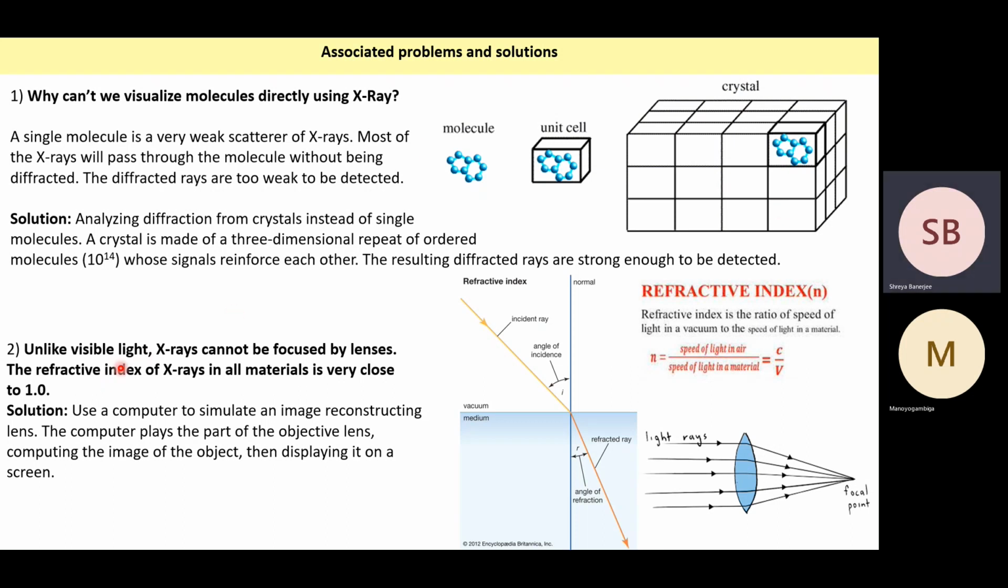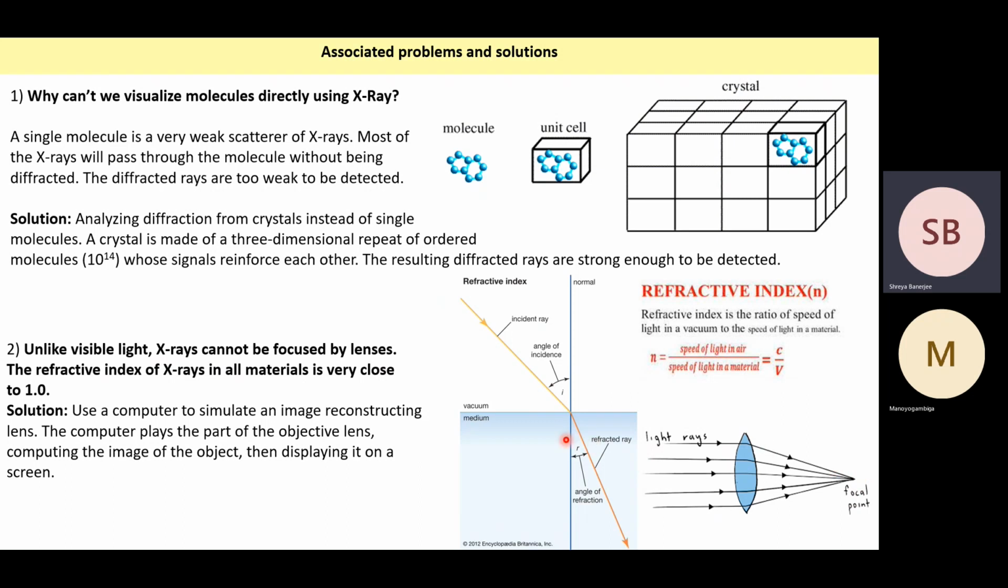The second point is that unlike visible light, X-ray cannot be focused by lenses. So what is the principle that allows us to observe something in a light microscope? That is basically the incident ray is coming through air, suppose, and when it hits the lens, the refractive index of the lens is different. And so the visible light bends. And like this, in the microscope lens, the visible light rays come and they get focused at a certain point called the focal point. And this is the principle of the light microscope.